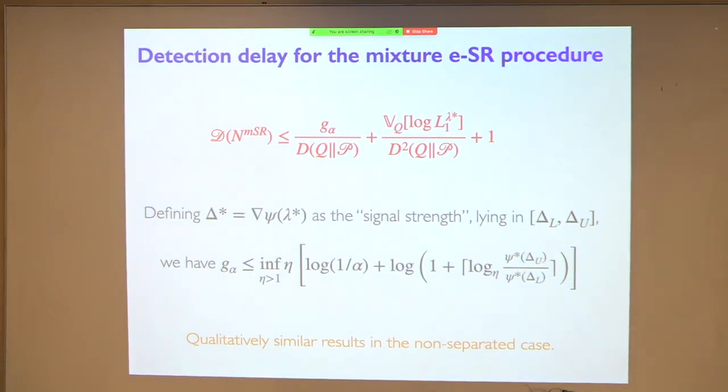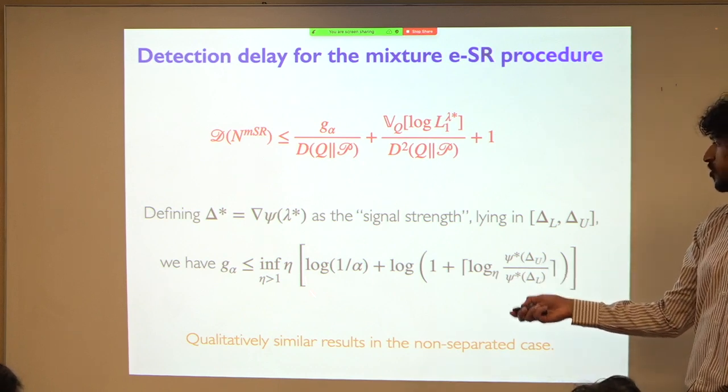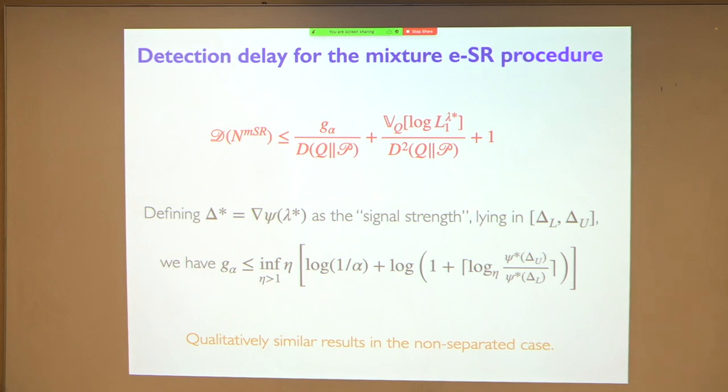If you have a mixture Shiryaev-Roberts procedure, then this detection delay looks like the denominator is now this KL inf between the true Q that you don't know and the class script P, which is like the reverse information projection type of idea. But the numerator is not exactly log 1 over alpha, but something very close to it. I don't want to go into this too much, but it's essentially log 1 over alpha with a second order term which is log in some kind of signal strength that you're looking for.